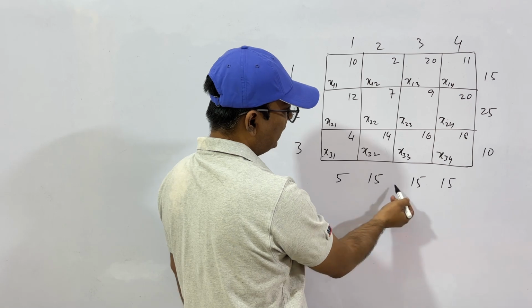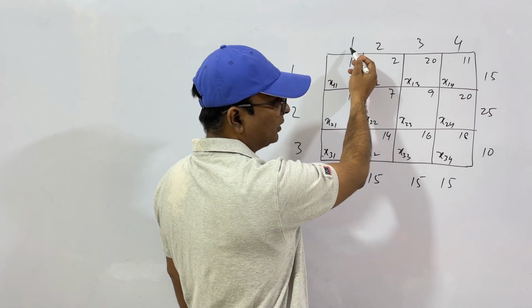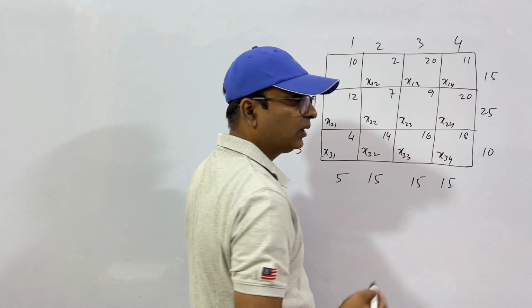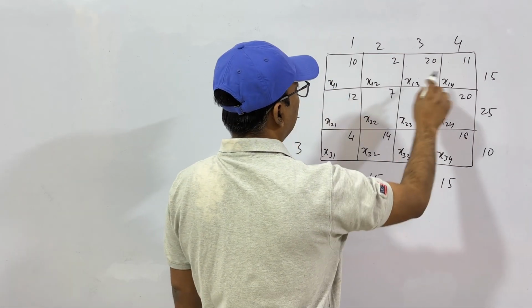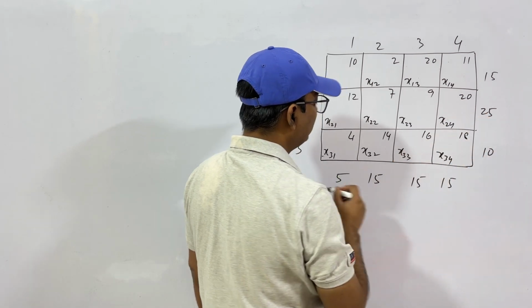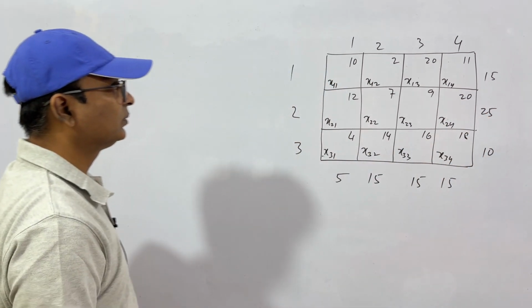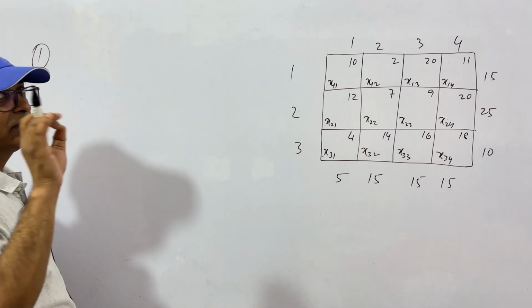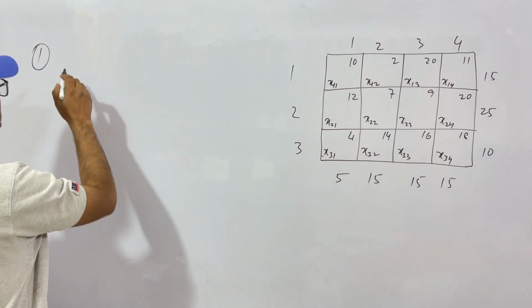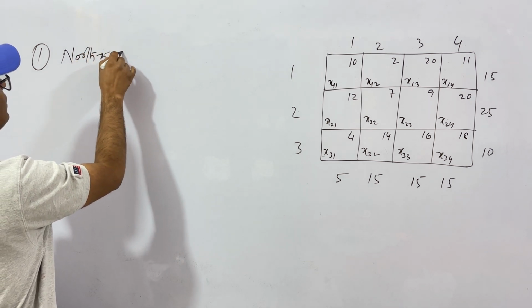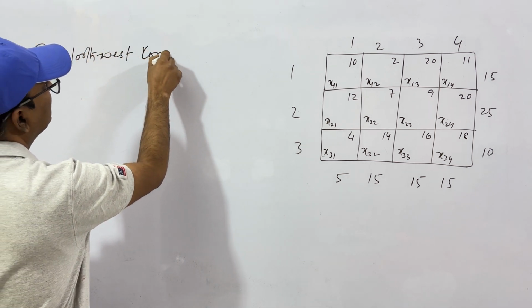This is the demand side, that is your first consumption unit has a demand of 5 only. Second has a demand of 15, third and fourth also have a demand of 15 items. While for supply, from the first source you produce 15 items, from the second source you produce 25 items, and from the third source you produce 10 items. Okay. Now, let's get the basic feasible solution, the starting feasible solution, using the northwest corner method.